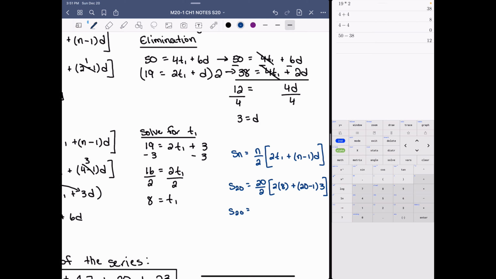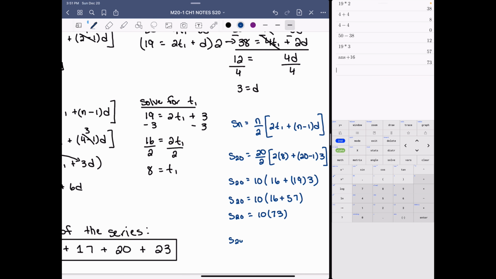S20 equals 20 divided by 2 is 10. 2 times 8 is 16, plus 20 minus 1 is 19 times 3. 19 times 3 is 57. S20 equals 10 times 16 plus 57. 57 plus 16 is 73. S20 equals 10 times 73. So S20 equals 730.